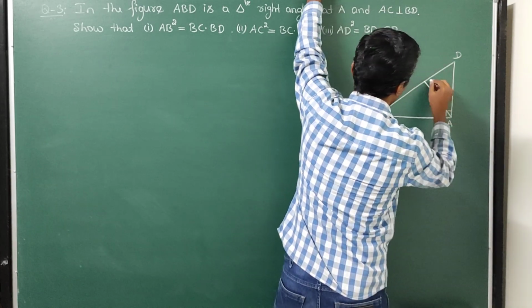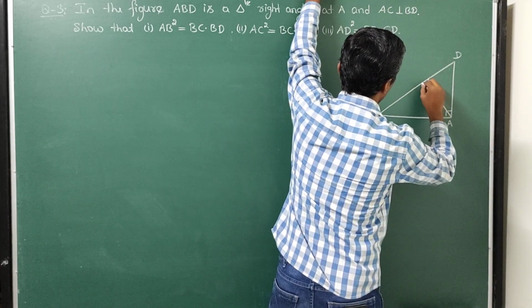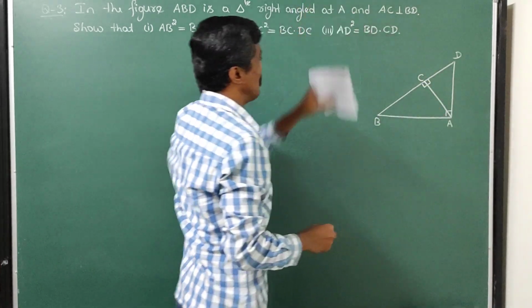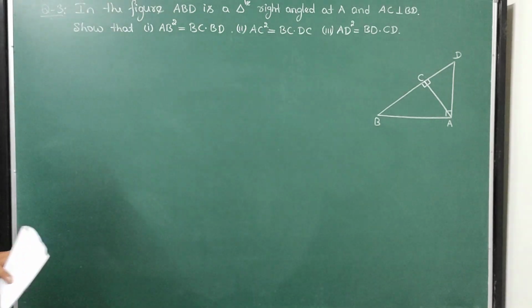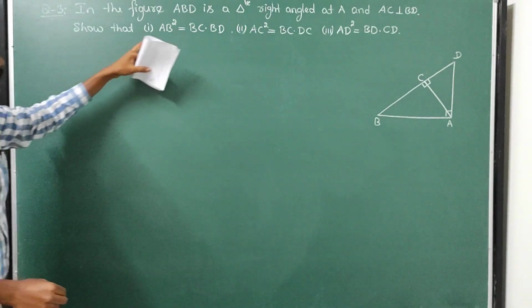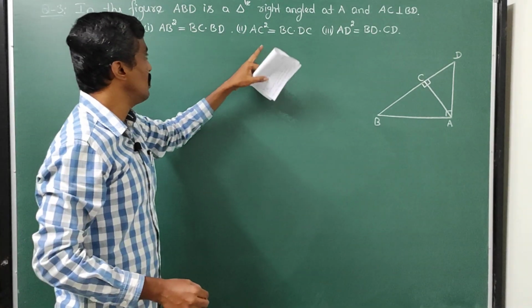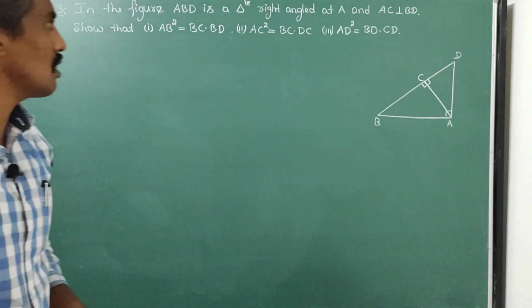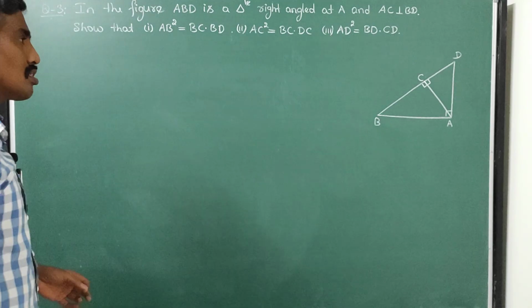Draw it perpendicularly. So this is C. AC is perpendicular to BD. Show that AB square is equal to BC into BD. Second point, AC square is equal to BC into DC. Third point is AD square is equal to BD into CD.